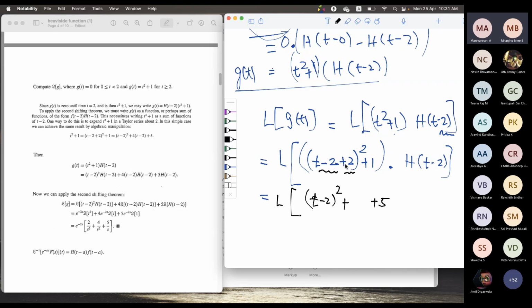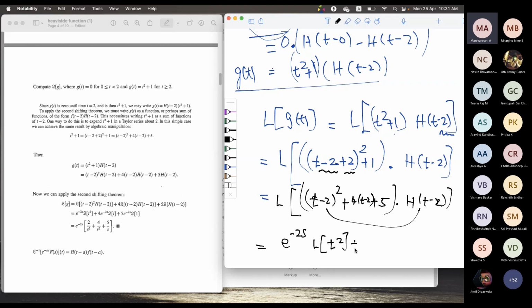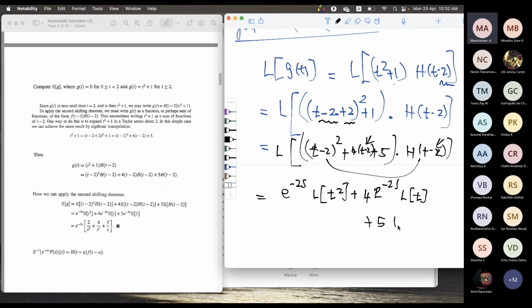Already 1 and 4, here it is 5, so t minus 2 whole square plus 5 plus 2 times ab, so 2 into 2 is 4, so 4 into t minus 2, all into h of t minus 2. Now from the first two terms, 2 is outside, so e raised to the power minus 2s remains with the Laplace transform of t square, plus 4 times e raised to the power minus 2s into the Laplace transform of t, plus 5 times the Laplace transform of h of t minus 2.